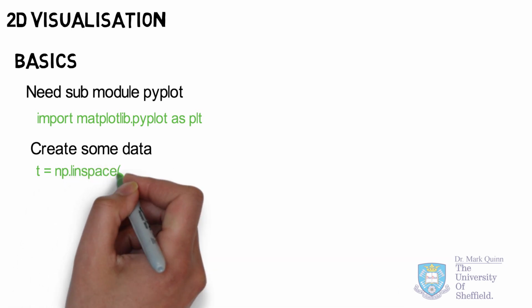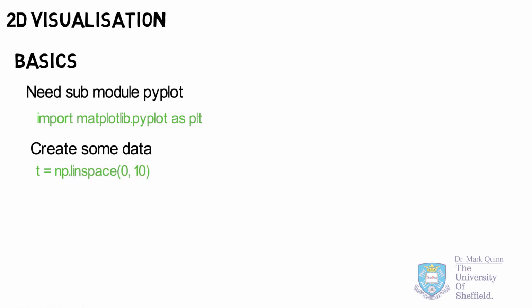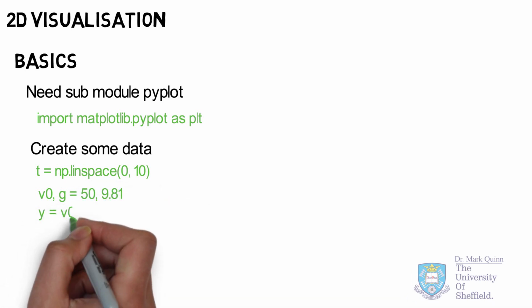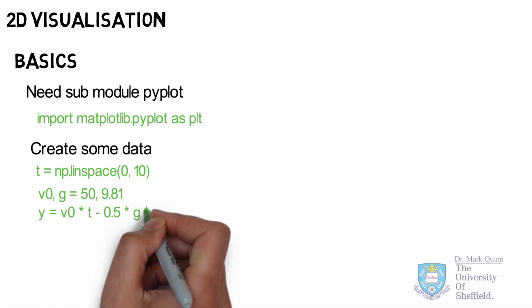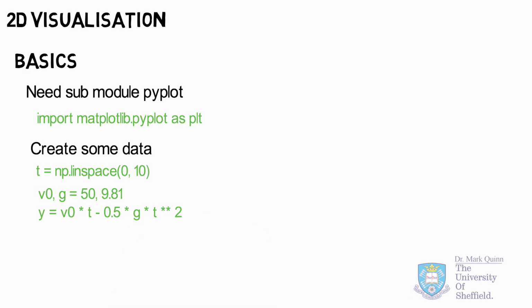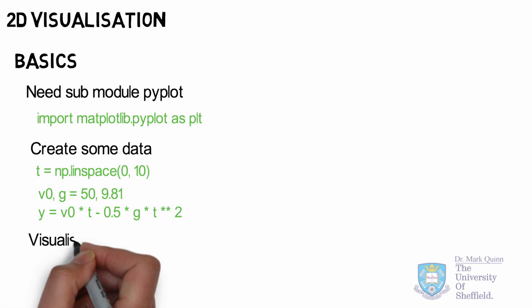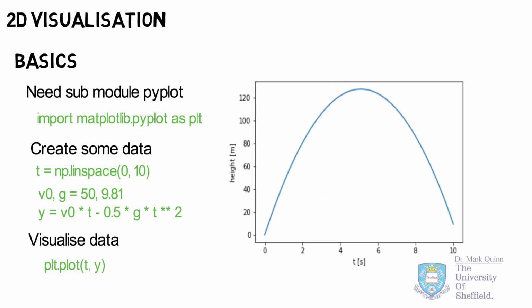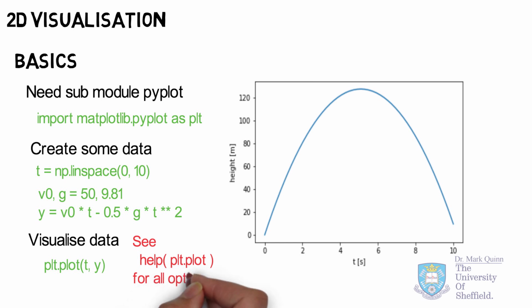And here we've got our time array from 0 to 10. That will give us 50 data points by default. We can define some variables for velocity and acceleration. And the height of our projectile we can simply calculate using our time array. To visualize the data with matplotlib, you essentially use the simple command plot. And this generates a 2D visualization of height and time.